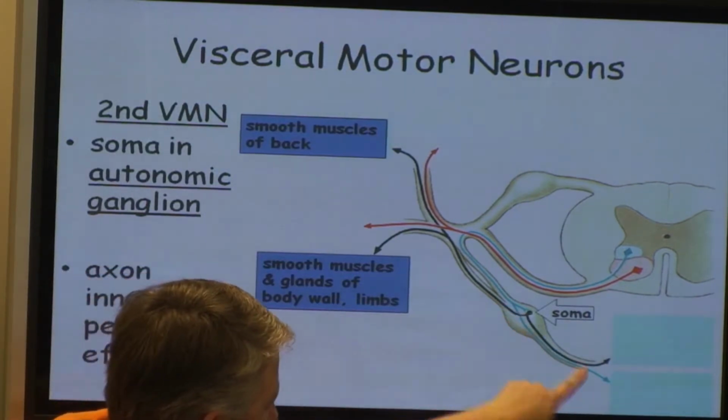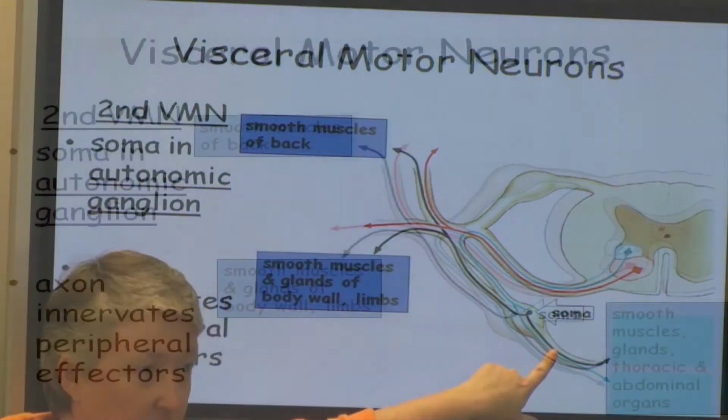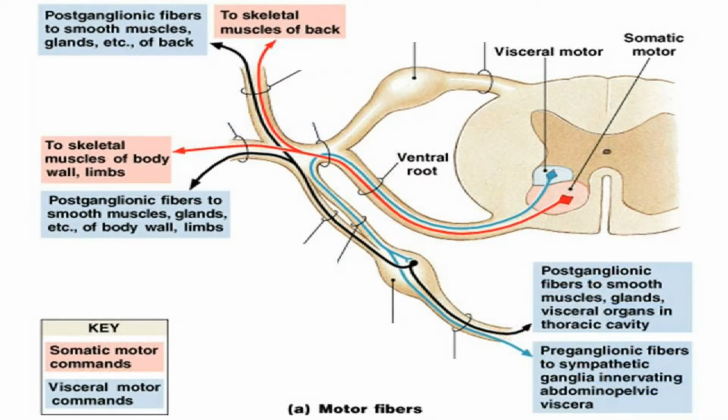Or it can send an axon out, instead of going back to the spinal nerve, it goes out the other way. Sympathetic nerves. And this is going to innervate smooth muscles and glands in the guts, your visceral organs, your thoracic and abdominal organs. So, if it is an axon of a motor neuron coming out of the dorsal ramus, it's going to something in the back. If it is a visceral motor neuron, it's going to smooth muscles in the back.